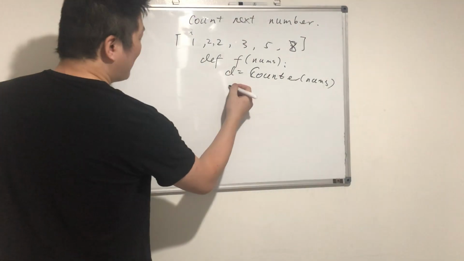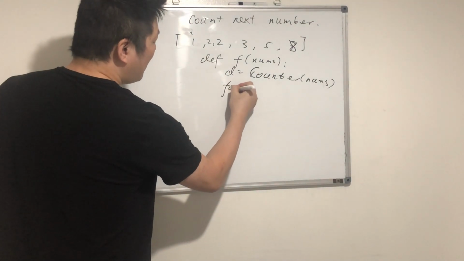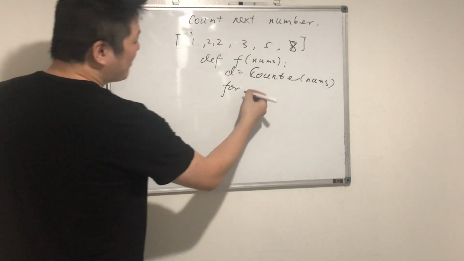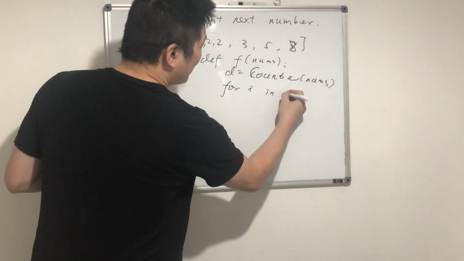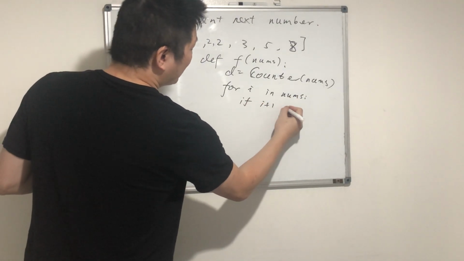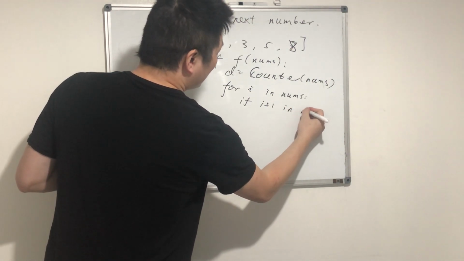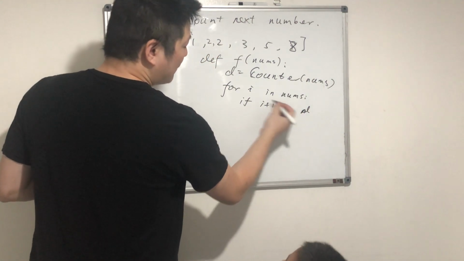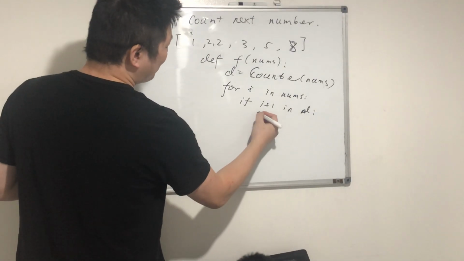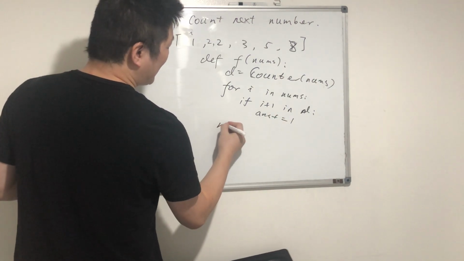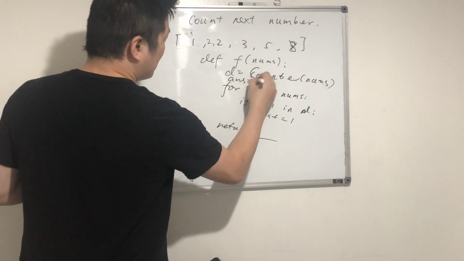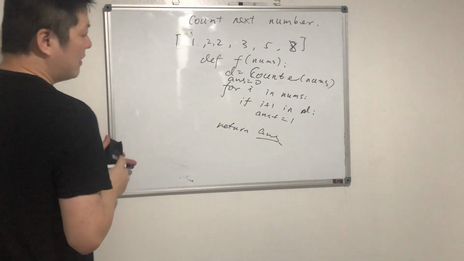So now we have that D structure, and how can we use it? We can just do this. We can go through i in numbers. If i plus 1 in D, then we do answer plus equals 1. Return answer. So we just read it.